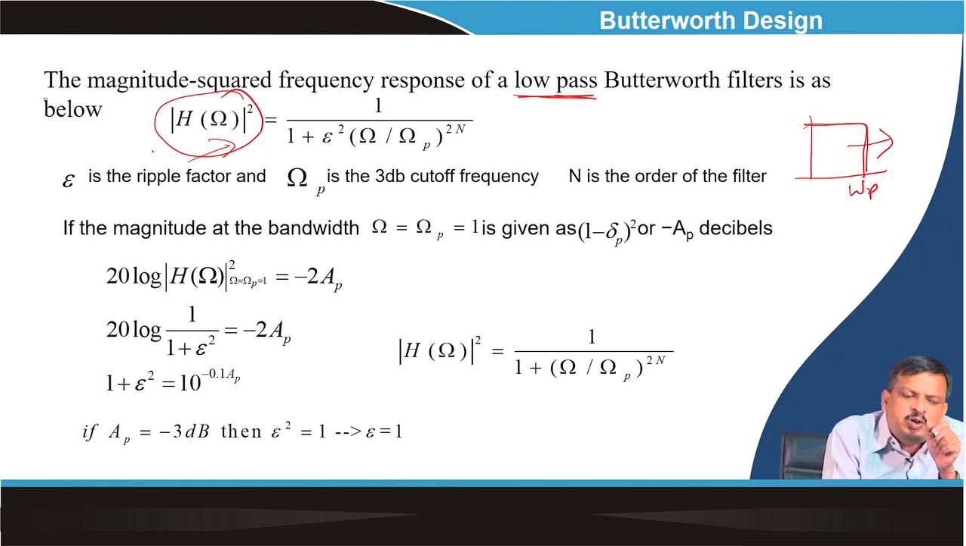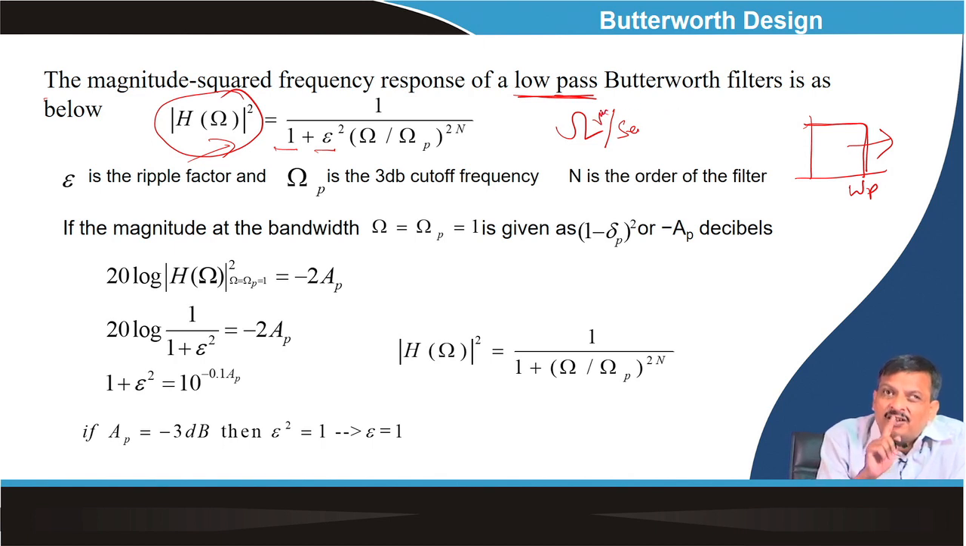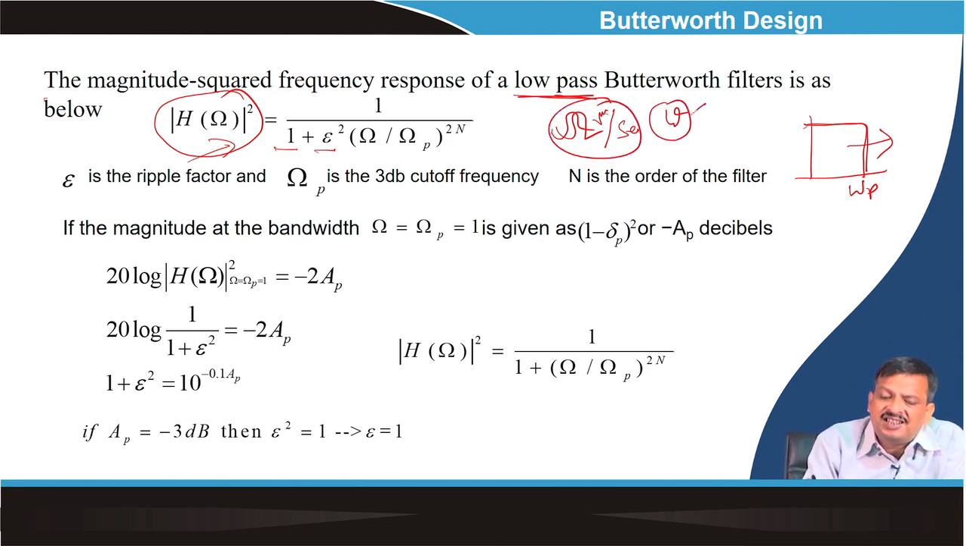If I take the magnitude response, it will be 1 by 1 plus epsilon square times omega by omega p. This omega is analog frequency, so this is radian per second, and not radian per sample. That is why I write this omega differently from the other omega, which is radian per sample. So, this is the difference: this is digital and this is analog. This is the normalized discrete frequency, and this is the analog frequency.